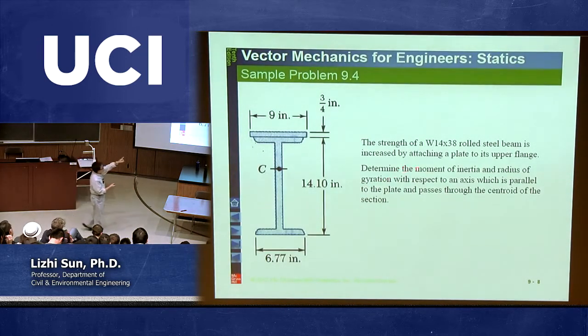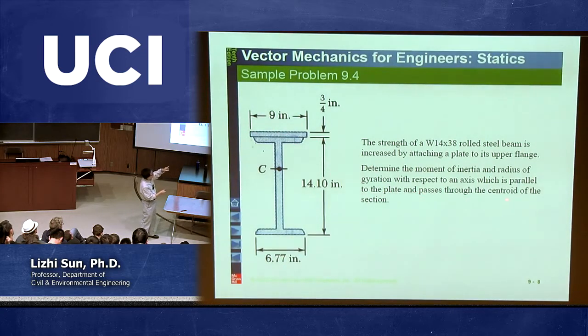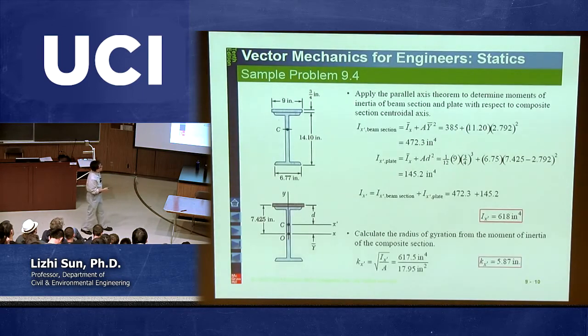We need to determine the moment of inertia, I forgot about the second one for later, with respect to the axis. This is the axis defined as parallel to the plate and passing through the centroid of the global section. This is the section for the whole thing, not for the second part. So in other words, we are calculating the moment of inertia with respect to this x prime axis. Do you accept this?